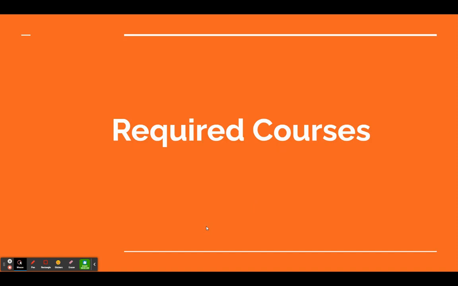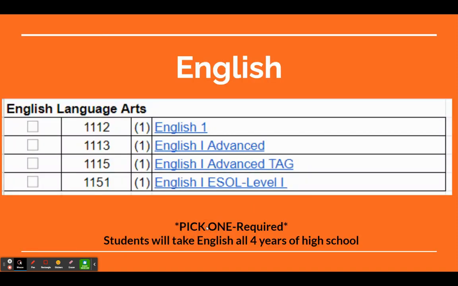Okay, let's go through the required courses first. So let's first start with English. Everybody's going to take this. You're going to take it all 4 years you're in high school. So your first option is English 1. This is our regular English class. It's going to have the least amount of homework. You're going to write papers. You're going to read novels. You're going to do most of the reading in the classroom, so less outside of the class period.